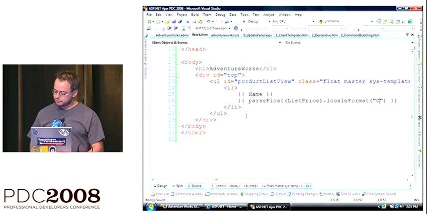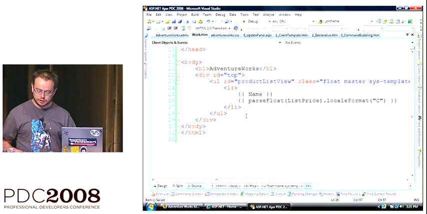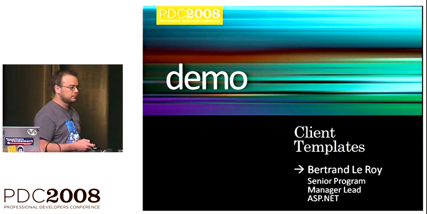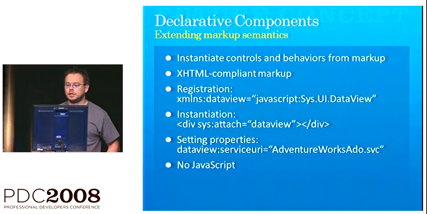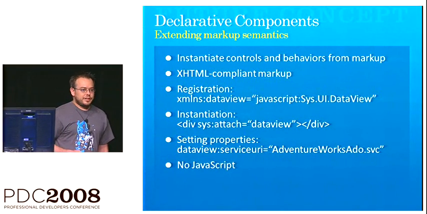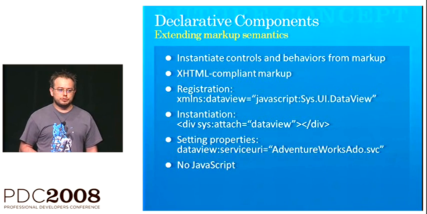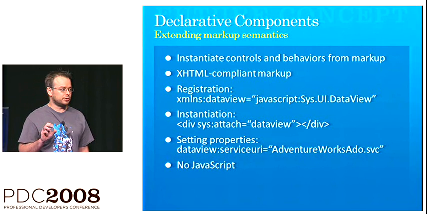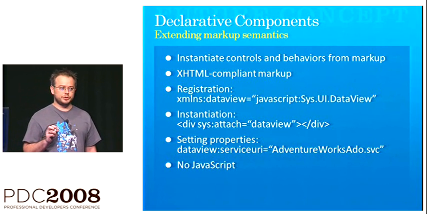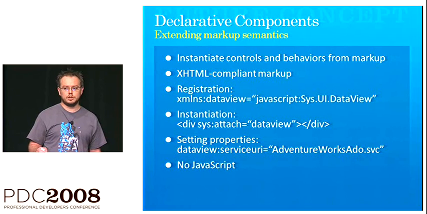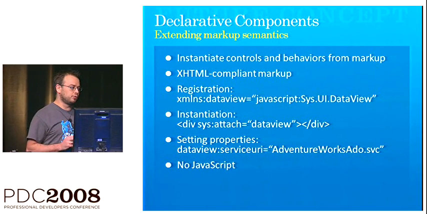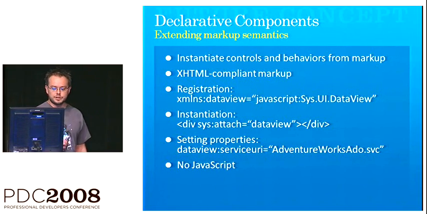All right, so this was a very simple example of a template. The next step will be to remove that small piece of JavaScript code that we had. You don't have to remove that code. All component instantiation, all control instantiation can be done imperatively if you prefer that. Now we are introducing another way of doing that declaratively.